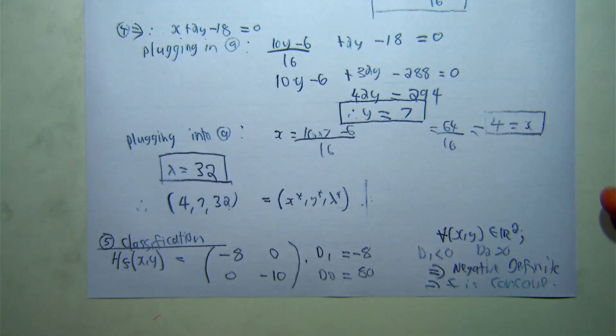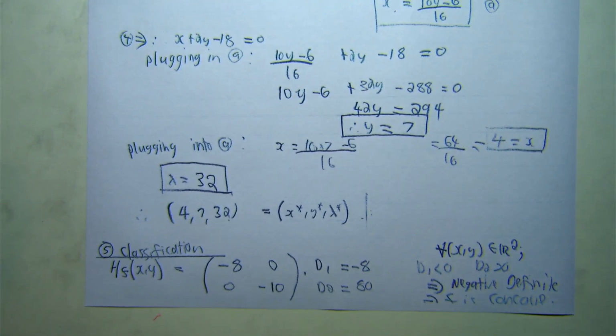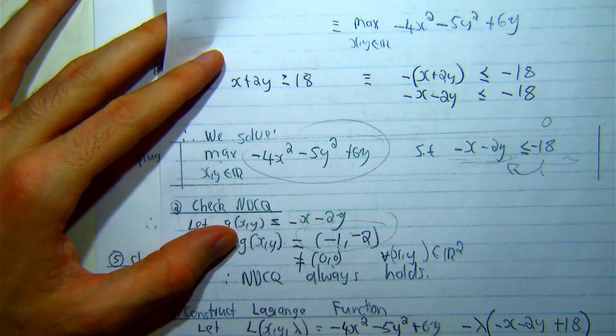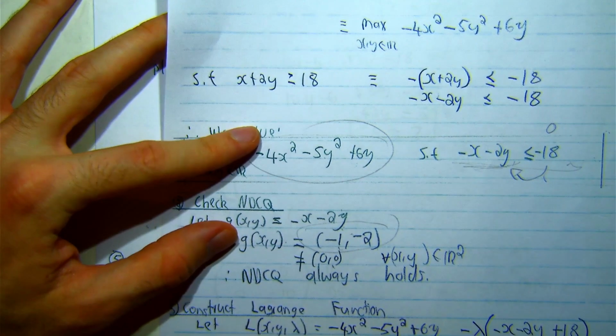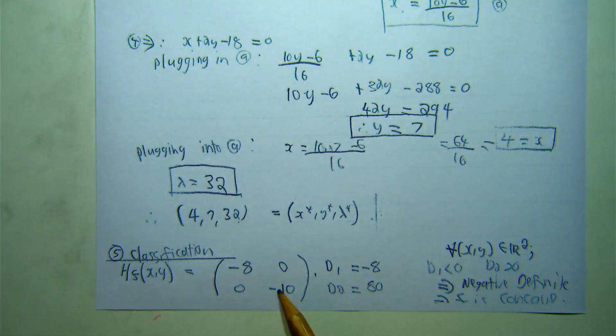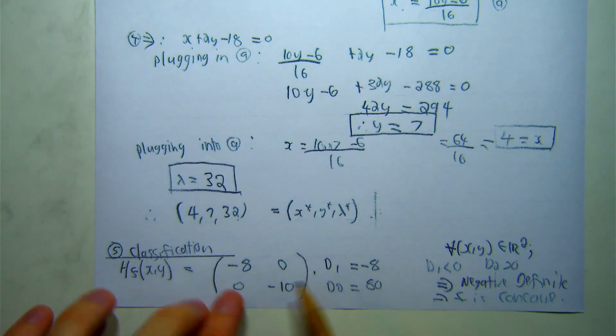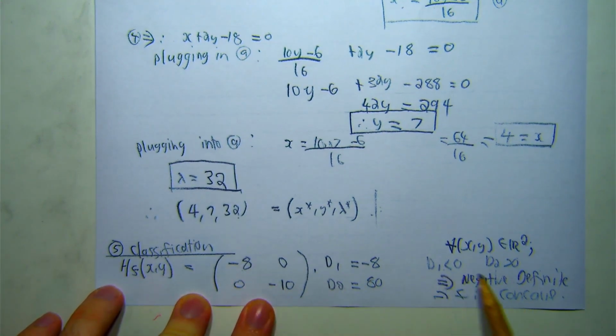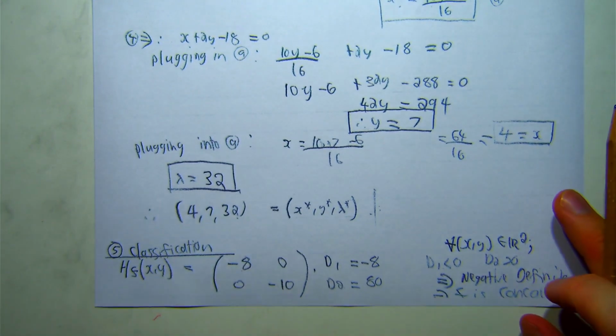To analyze it in terms of a concave program, we can work out the Hessian matrix, which is taking the derivatives of our objective function here, differentiating them twice in all of the different possibilities and chucking it into the Hessian, which gives us this. And then d1 is minus 8, d2 is 80. That is a negative positive pattern, which is negative definite, which means f is concave.